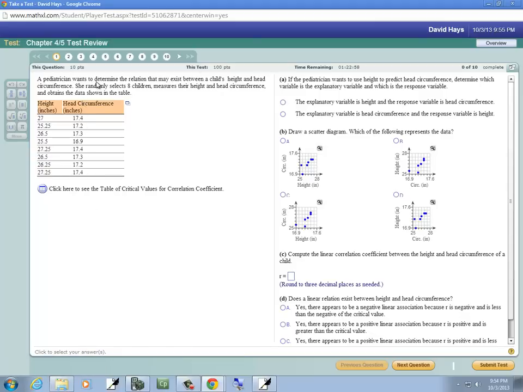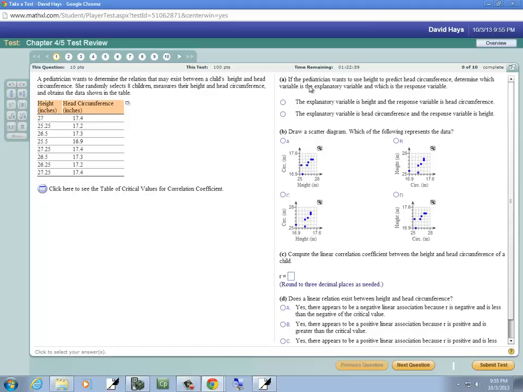Okay, a pediatrician wants to determine the relation that may exist between a child's height and head circumference. She randomly selects 8 children, measures their height and head circumference, and obtains the data shown in the table. And it says click here to see a table of the critical values for correlation coefficient.